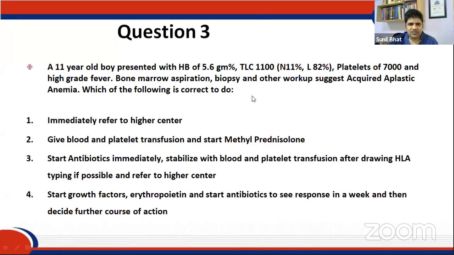Now, the third question, for the audience: an 11-year-old boy presents with hemoglobin 5.6, TLC of 1100, platelet count of 7,000 and high-grade fever. Bone marrow aspiration, biopsy and other workup suggest acquired aplastic anemia. What is the correct thing to do? The options are given there. So 20 seconds to answer this question, please.